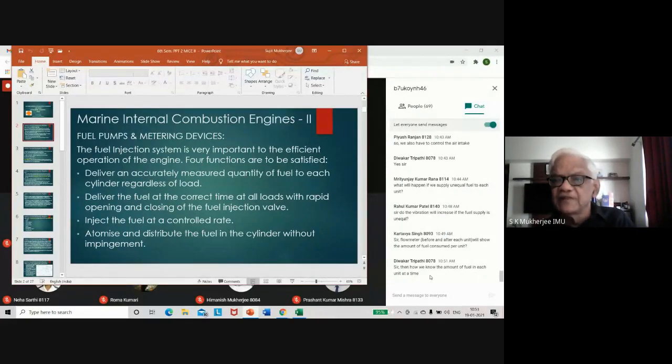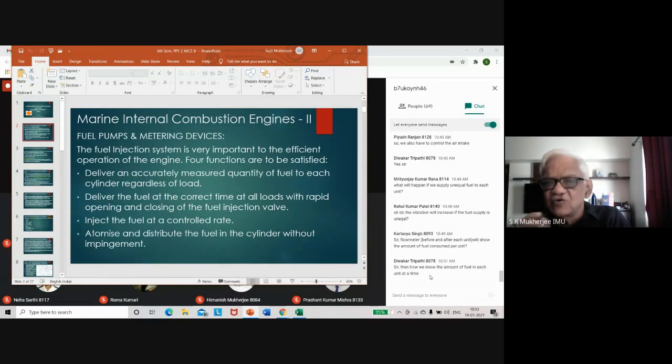What will happen if you supply unequal fuel to each unit? Then unequal power will be developed and the engine will be unbalanced in the power domain. The balancing is physical balancing and power balancing. So in the power balancing, the engine will be unbalanced. Okay, that is Mrityunjay's question.